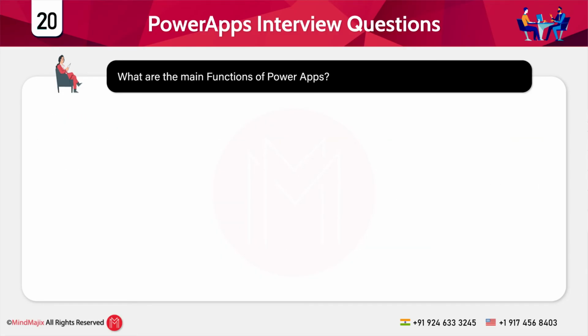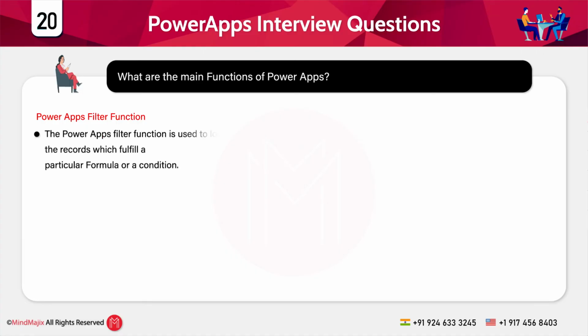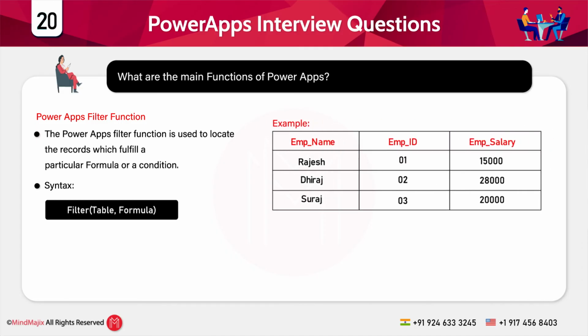The next function is Filter. The Filter function is used to locate the records which fulfill a particular formula or condition. As you can see, the syntax for Filter is very simple. You just have to write Filter, and then mention the table and the formula or the condition. Just to give you an example, the same employee table which we had in the previous Search function.